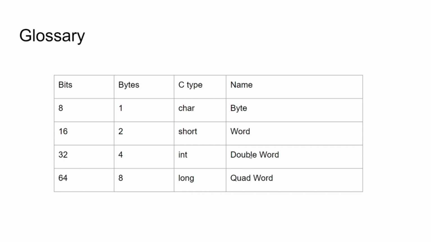Sometimes, and this gets really confusing, a double word is also called a long word, despite the C type being called long. We're probably going to see the suffix L on some of the assembly instructions, and don't get confused: L does not mean move long as in quad word. It means move long as in a double word. That's one of those trippy things where the C type is not named the same as what we refer to it as in assembly language.